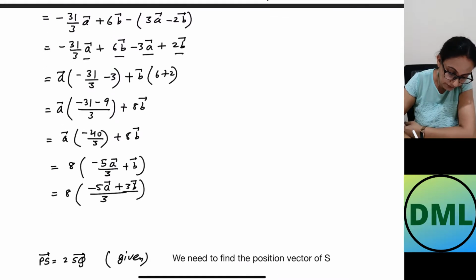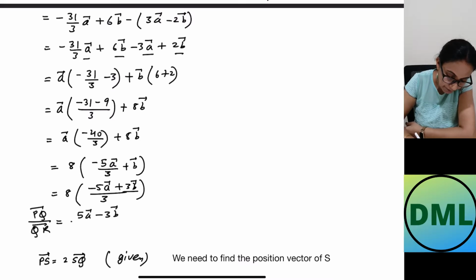Now I have to divide PQ over QR. So PQ is basically 5A minus 3B over QR. QR is this value. Let's substitute the value here. So it will be 8 over 3 bracket minus 5A plus 3B.